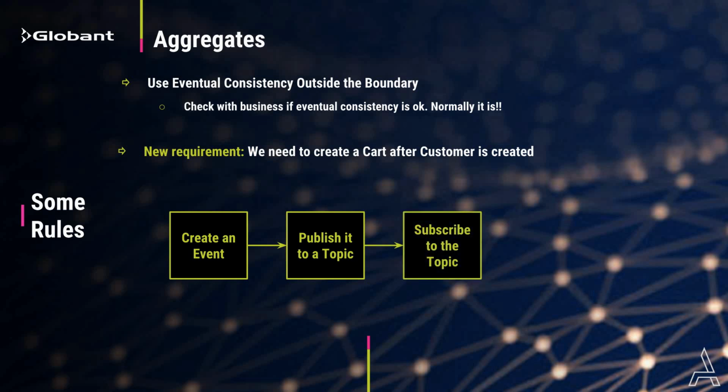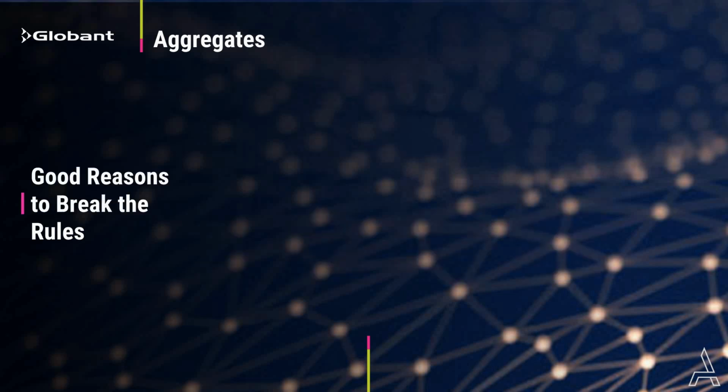Now, we need to subscribe to the topic where the event is going to be sent and listen to the event customer created. And finally, we need to handle the event when it arrives. This means we need to get the event, create a new transaction, and create the cart. This way we are creating the customer and the cart aggregates in two different transactions. If you can follow those rules, you will have a good aggregate. But there are times where following the rules is not possible.